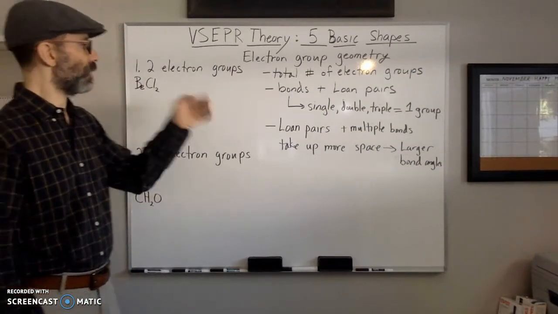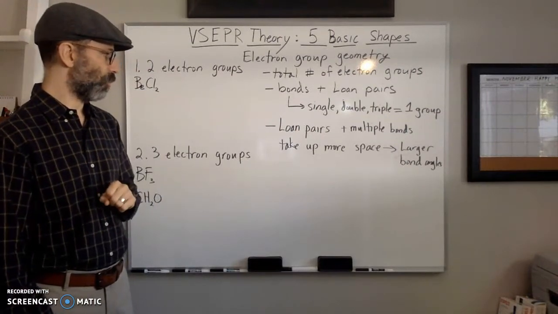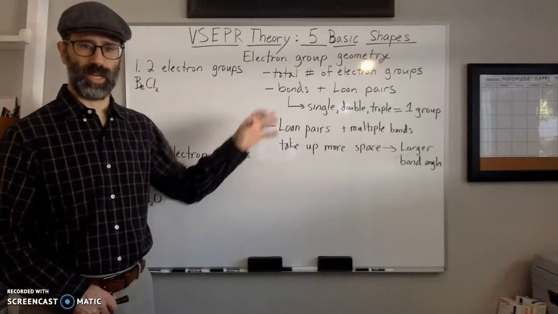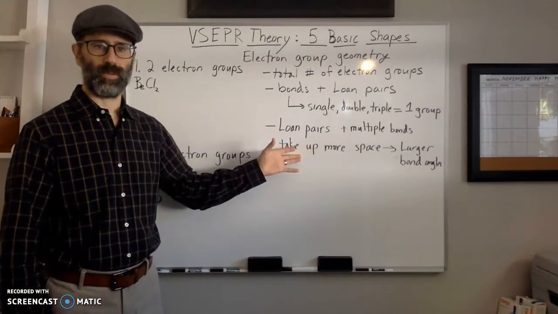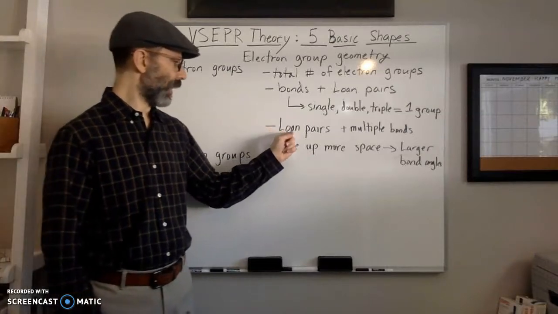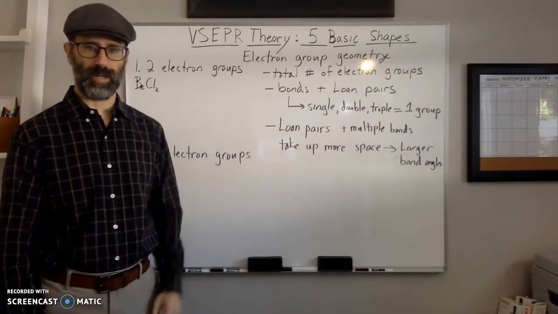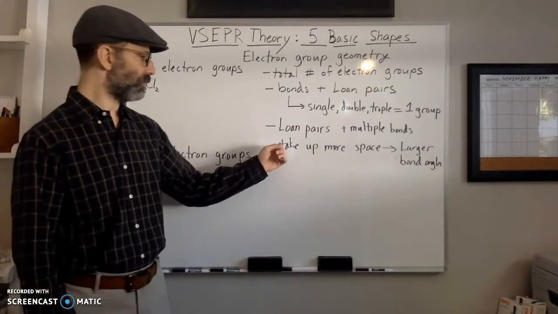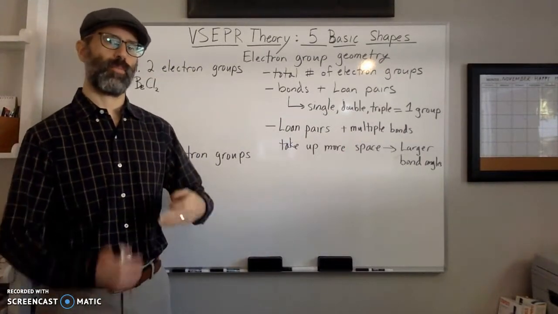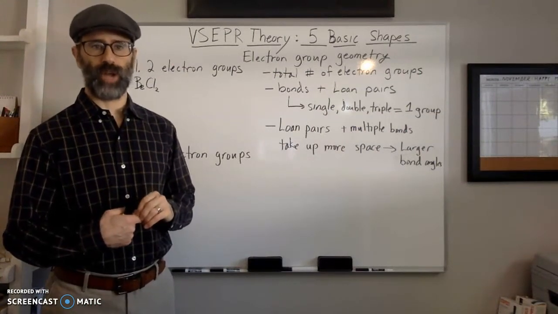So that's going to be the number of bonds and lone pairs. When we get into this a little deeper and talk about bond angles, we're going to have to look at lone pairs and multiple bonds to figure out what the bond angles are, because lone pairs and multiple bonds, like your double and triple bonds, are going to take up more space. They're going to need more space, and therefore they're going to have a larger angle.